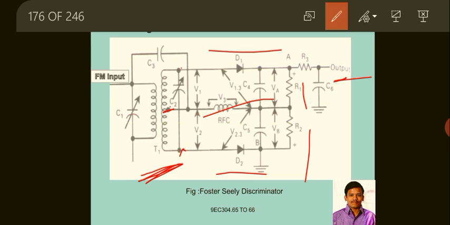Assume that the positive half cycle is there, plus minus. So here at the output side also it becomes plus minus. Because it is a center tap transformer, it will divide into two equal halves with opposite sign. So this plus will go to D1, and similarly this minus will go to D2. Therefore this will be on and this will be off.